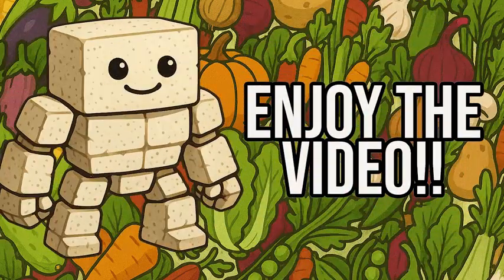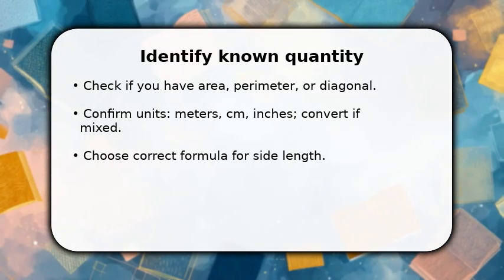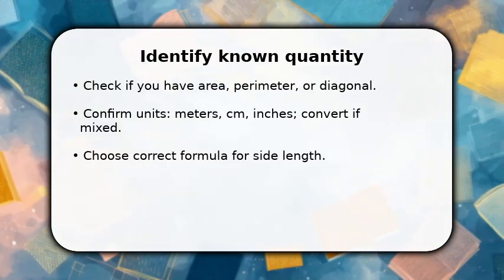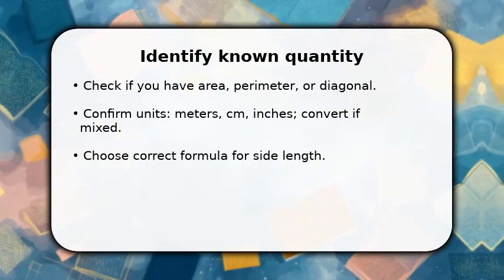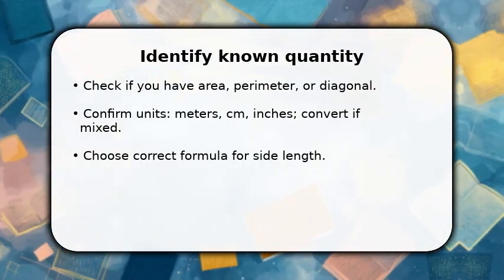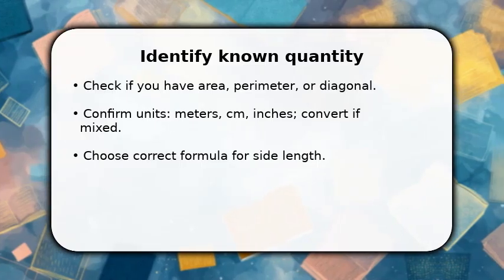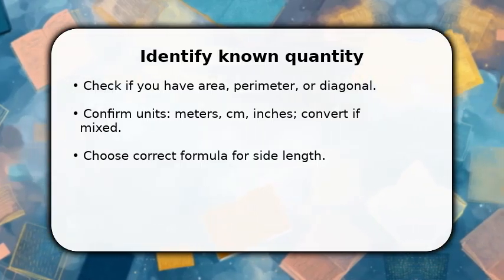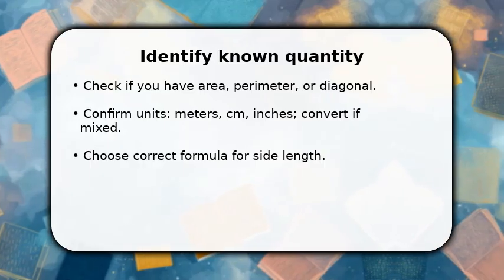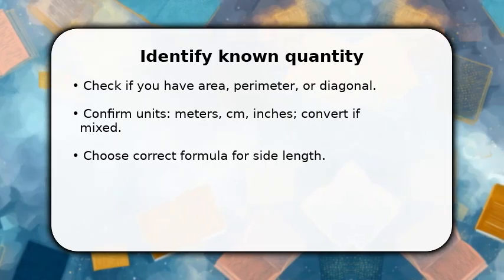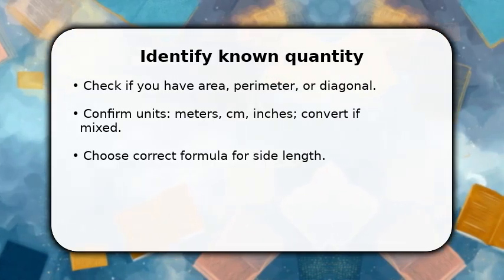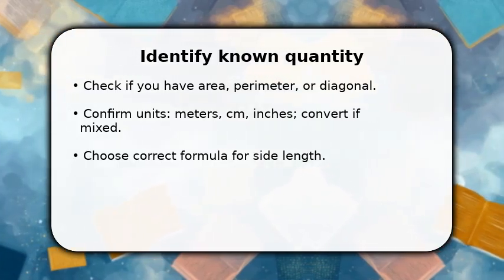Please enjoy the video. You start by identifying what you already know and why it matters. If you have the area A, the side S equals SQRT, A. Once you see a perimeter P, divide by 4 to get S equals P/4. If someone gives the diagonal D, use S equals D/square root 2 because of the 45 degrees triangle inside the square. Make sure units match before you compute, otherwise your result will be wrong.